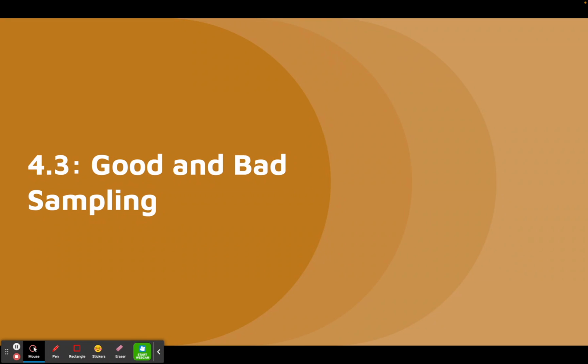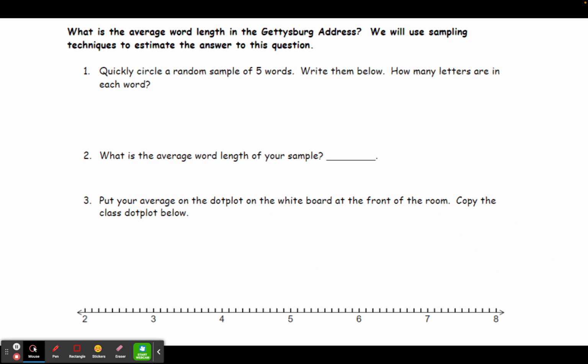In lesson 4.3, we're going to look at a couple of different types of sampling methods, some that are good and some that are bad, and talk about what makes them different and why some are better than others. To illustrate these sampling methods, we're going to try to estimate the average word length in the Gettysburg Address.